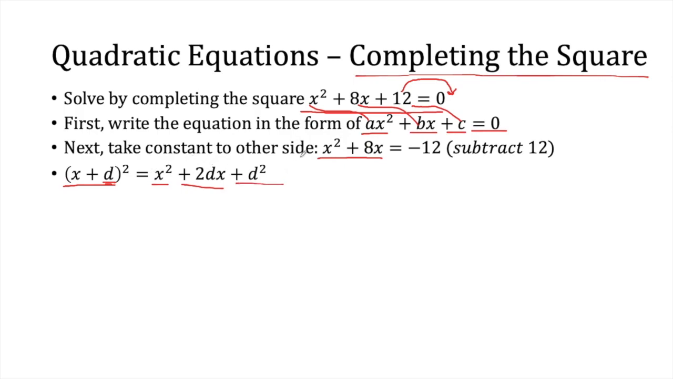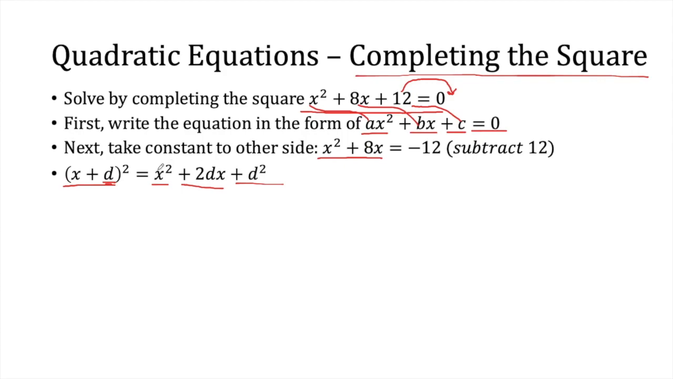And since we want on the left hand side x plus d whole square, this means that the binomial expansion of x plus d whole square must be equal to what we have on the left hand side of the equation, which means that the x square terms must be equal, the x terms must be equal, and using the x term, we can figure out the constant d, and therefore the value of d square.